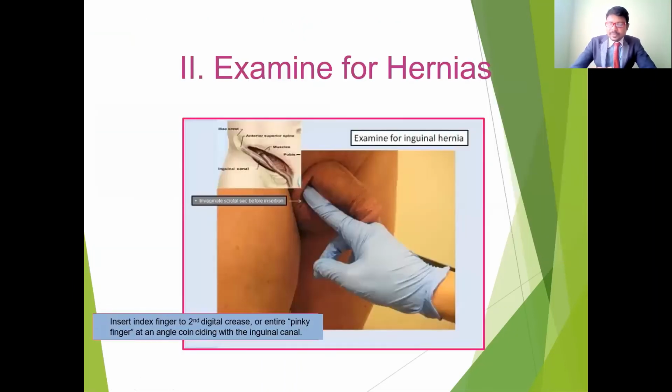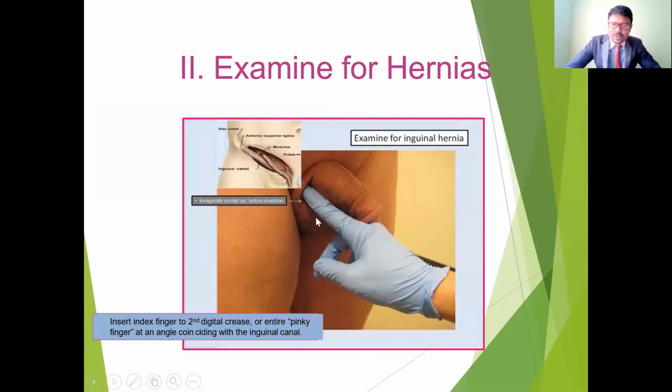And also next, we have to place the fingers into the inguinal canal region. We should not give much pressure. They are going to feel the pressure, but it's not pain. Insert the index finger up to the second distal crease, or the pinky finger, at the angle, entering the inguinal canal.